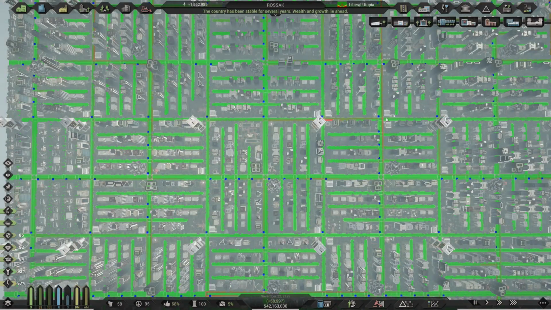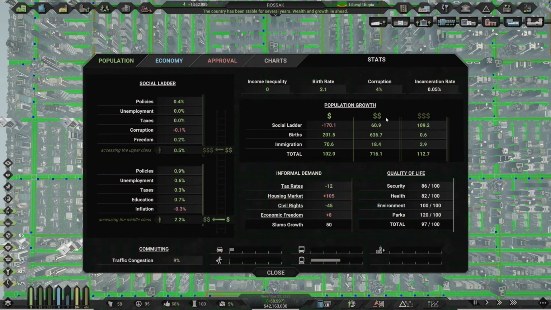Back again in the city of Rossak. And right now it's got a population of 1.552 million, almost 1.553 million. And as you can see, I'm running a liberal utopia. Now, before my last set of policies that I enacted, I was actually at a libertarian utopia. Now, I just want to show you the traffic filter here is so nice and green. Check this out. 9% traffic congestion.